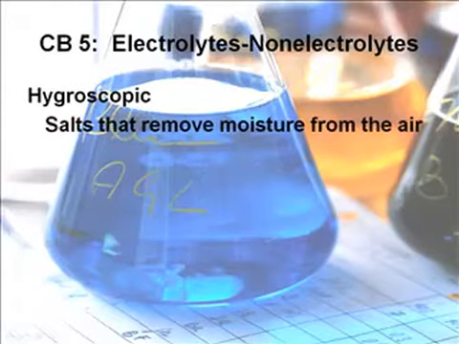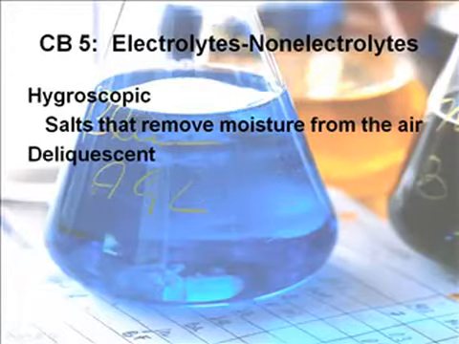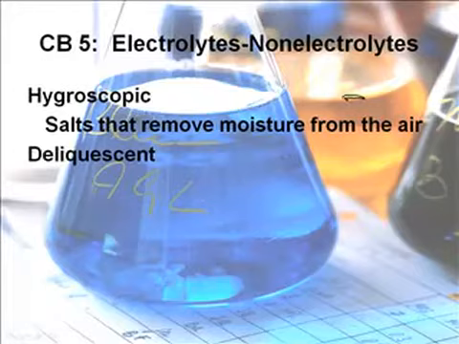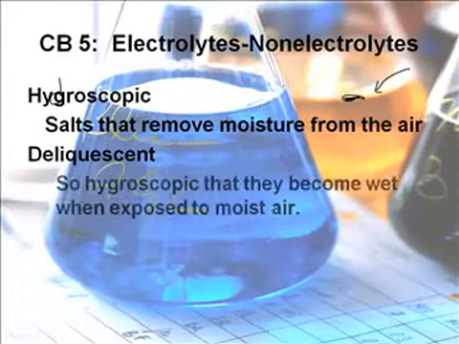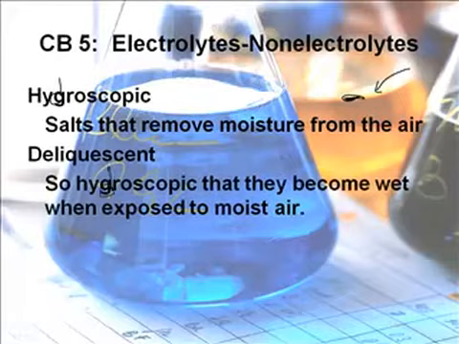There's also a couple more terms. A lot of terms in this particular first part of this unit. What's hygroscopic? Salts that remove moisture from the air. So if I have a particular salt, some particular substance right here, and it takes moisture, it's considered to be hygroscopic. Deliquescent is something that's so hygroscopic that they become wet when exposed to moist air.